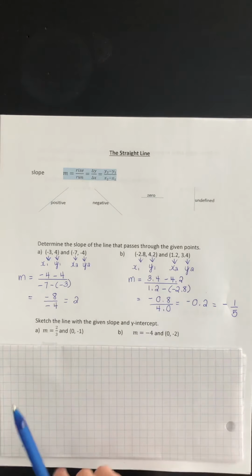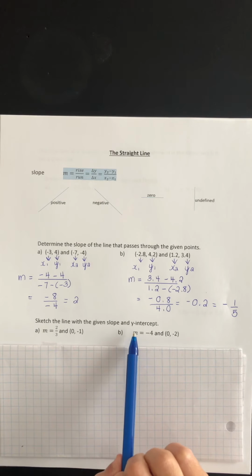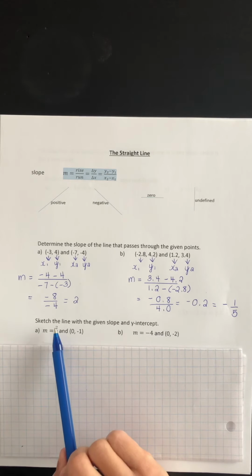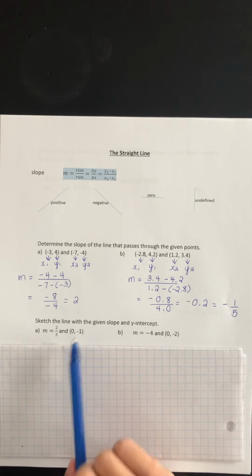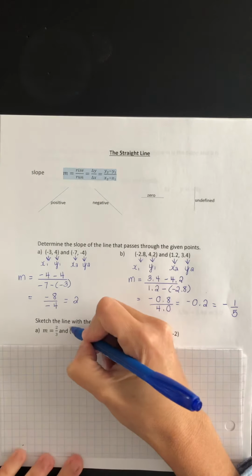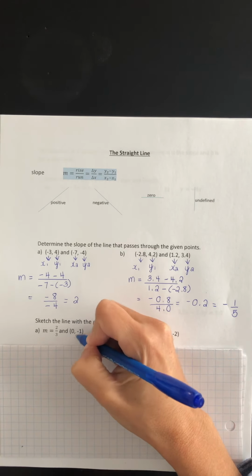Okay, we're going to try this exercise now. We're going to sketch the line with the given slope and y-intercept. So part A, we have a slope of 2/3 and a y-intercept of negative 1. The y-intercept is the point where the line crosses the y-axis, and it will always have a corresponding x value of 0.